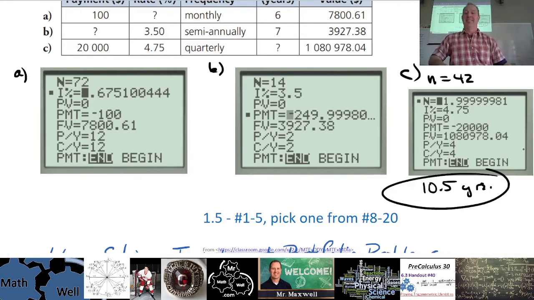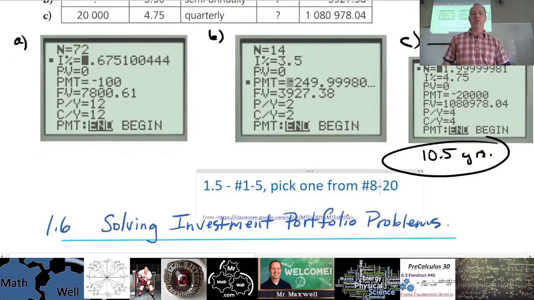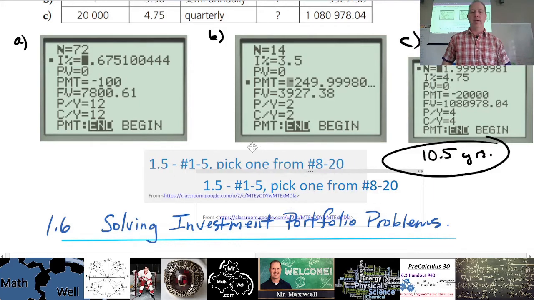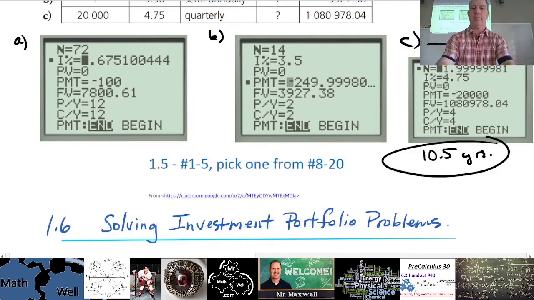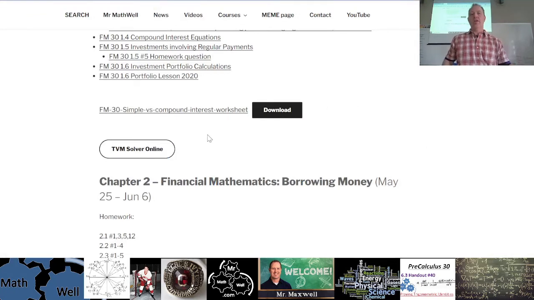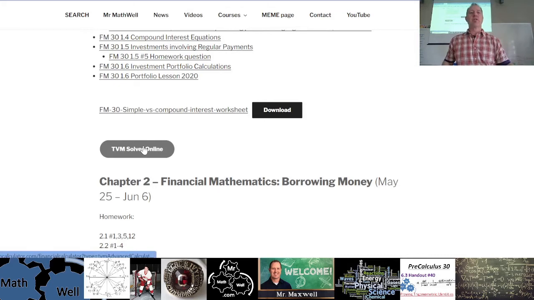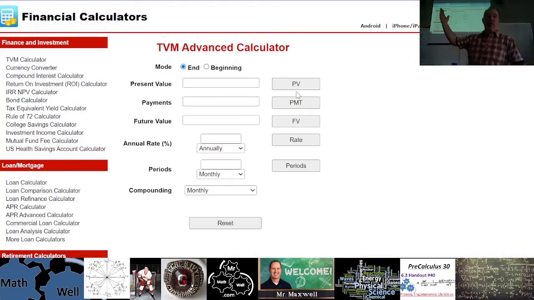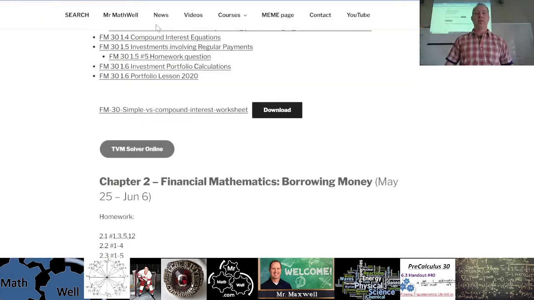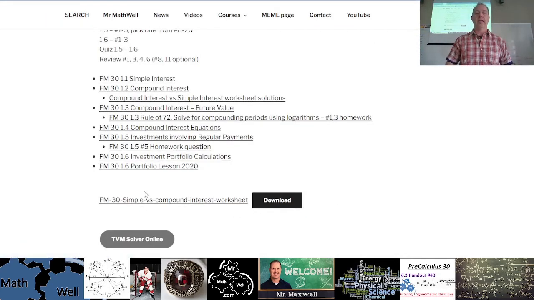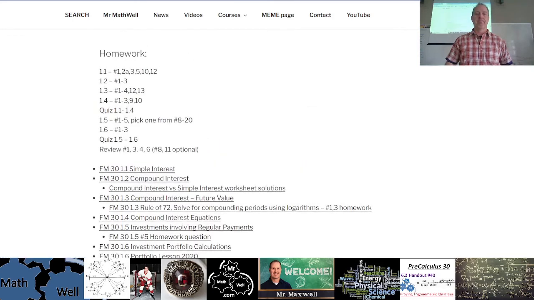Wow. All right. So here's your assignment: 1 through 5, and then pick one from 8 to 20, please. That will be your assignment. If you do not have a calculator at home, the TVM Solver online right here, you can take a look at that. It's a financial calculator website. You can put everything in there, and you can do this from home. So again, MrMathWell.com, TVM Solver, a link is right there. And there's your homework.